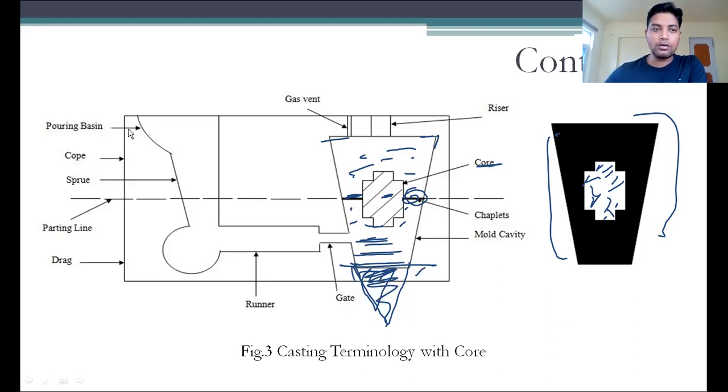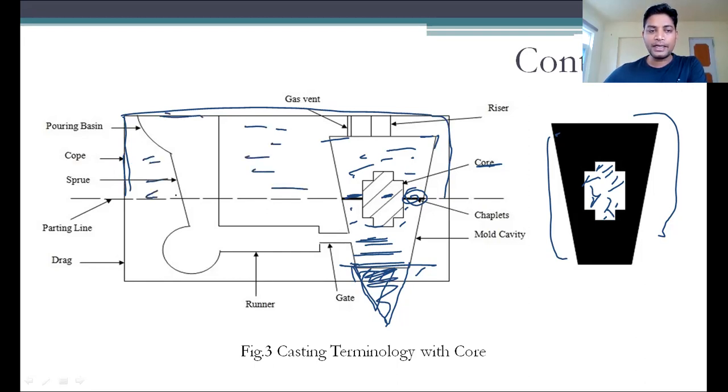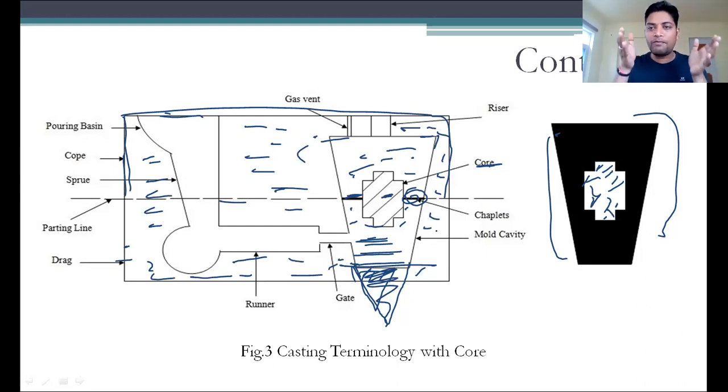If you see this, it looks like we are just providing an outside boundary to the molding sand. This area is filled with molding sand. So why are we filling this molding sand? Because we are inserting elements like the pouring basin, the sprue, and the runner.